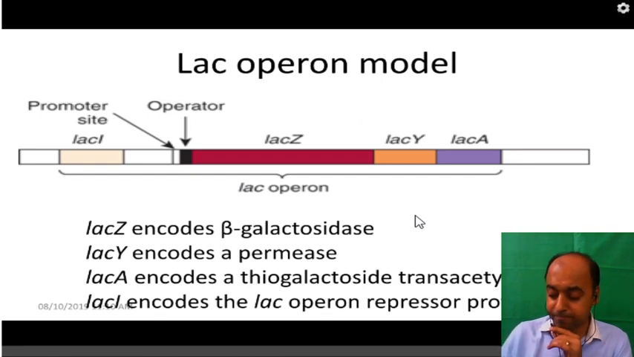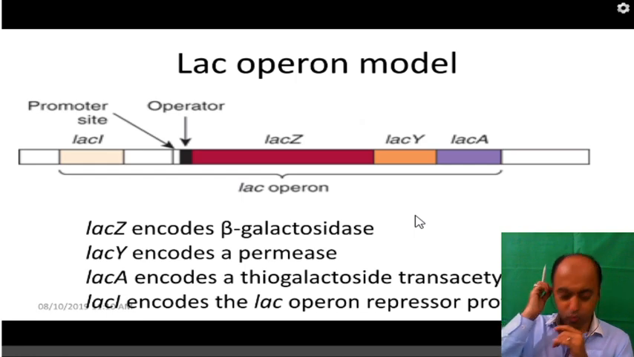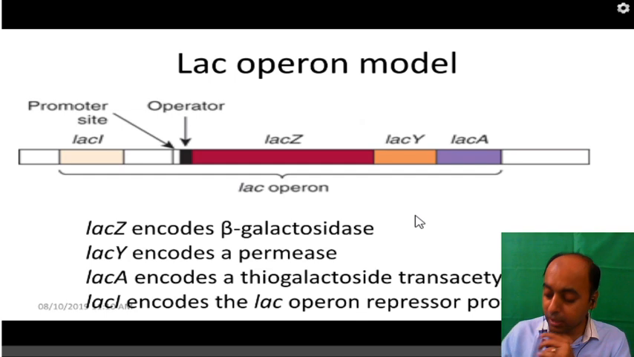Lac Z encodes the beta galactosidase. Lac Y encodes the permease. Lac A encodes an enzyme for lactose metabolism, and lac I encodes the lac operon repressor protein. Now, why do we need to read the lac operon model? The lac operon model is basically a regulatory model.